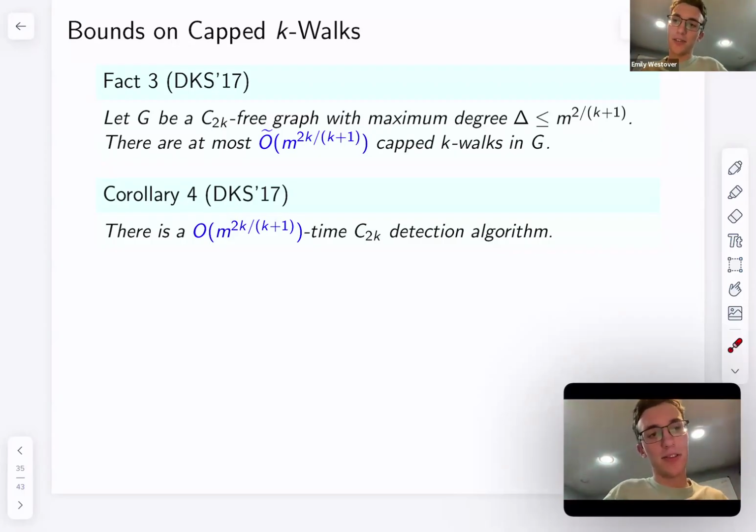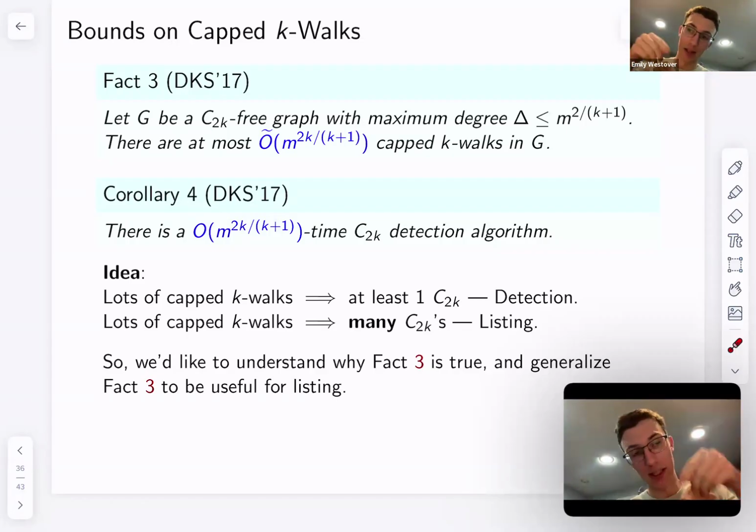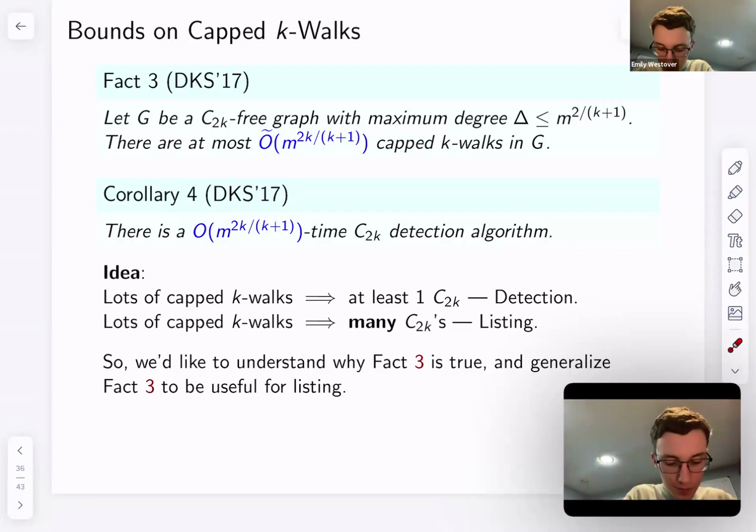And here's what you would hope for from a listing algorithm. The DKS algorithm for detection is based on the observation that lots of capped K-walks implies there's at least one C2K. For listing, what would be nice is if lots of capped K-walks implied there are many C2Ks. If our plan is just to list all the capped K-walks, then whenever we have a lot of capped K-walks, we need a bunch of C2Ks that can pay for the listing of the capped K-walks. So that's ideally what we'd like.